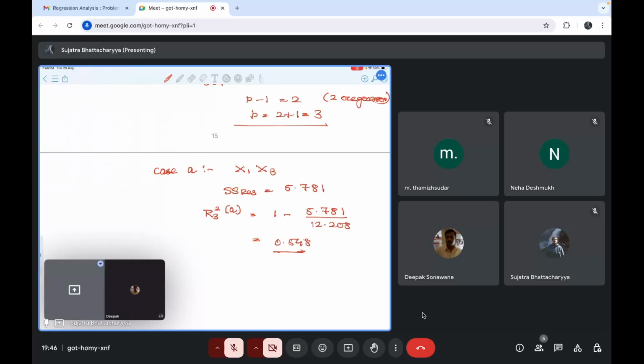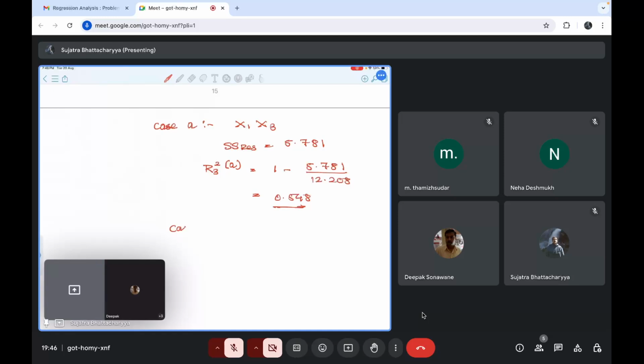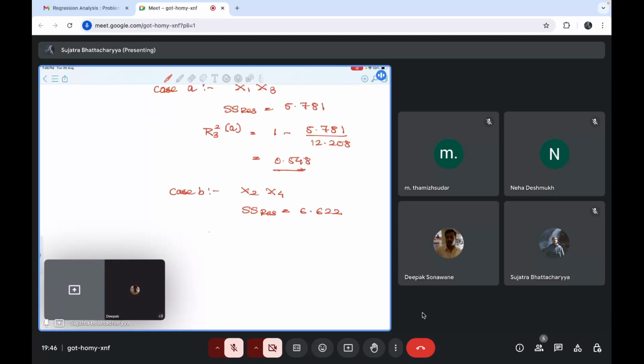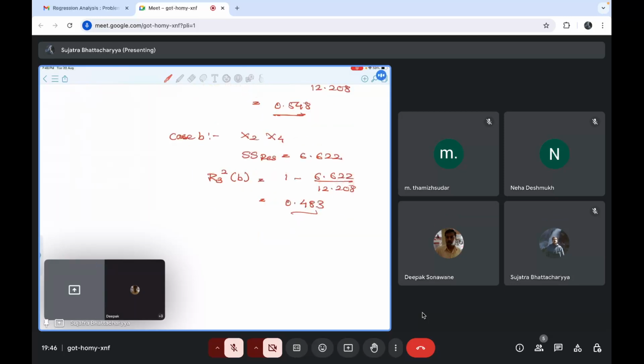Okay. This is one. Case B is that it is X2, X4. What is SS residual for that? I have the value, which is 6.6. You can check the question later, okay? So I'm just writing R3 square for the B case is 1 minus 6.622 divided by 12.20, which will be 0.483, right?